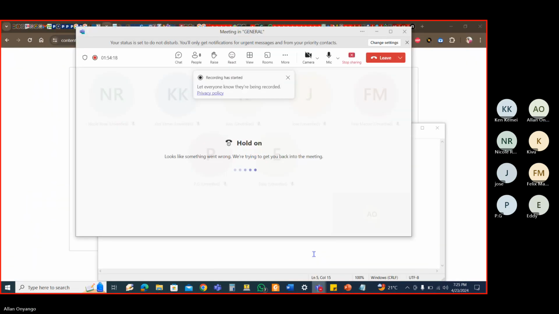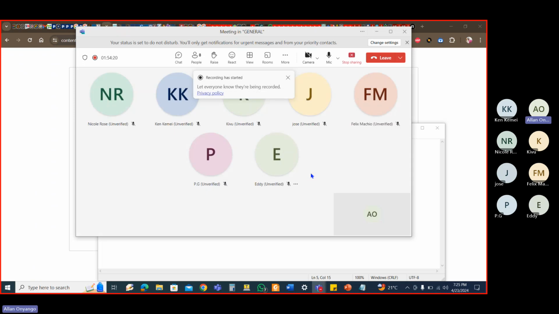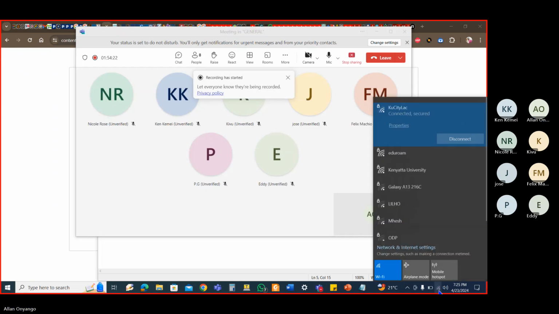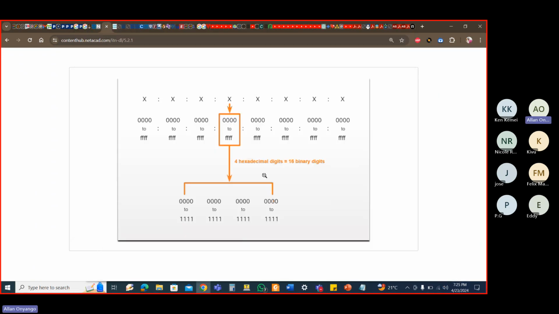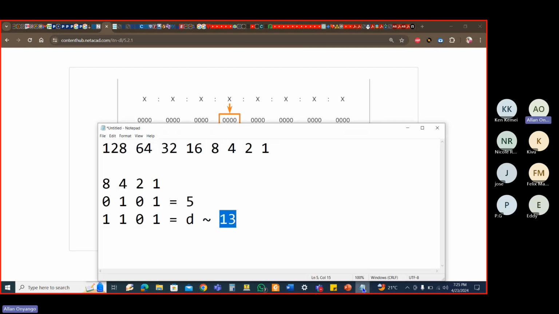Okay, check this out. Give me any other number among the hexadecimal numbers. We have 0, 1, 2, 3, 4, 5, 6, 7, 8, 9, A, B, C, D, E, F. Give me any of the numbers.